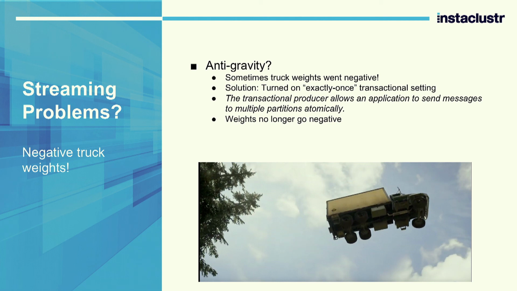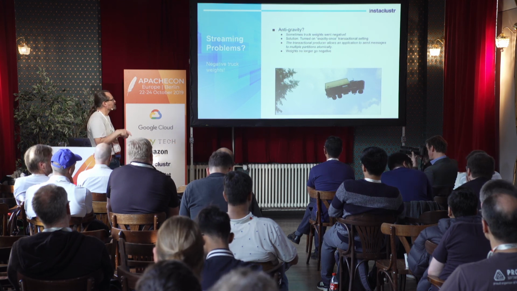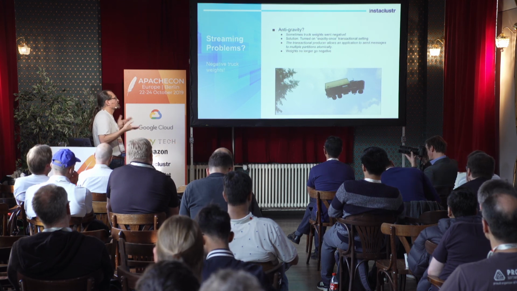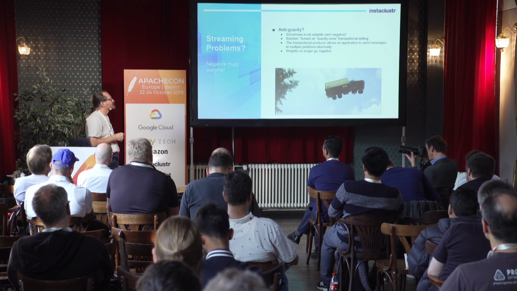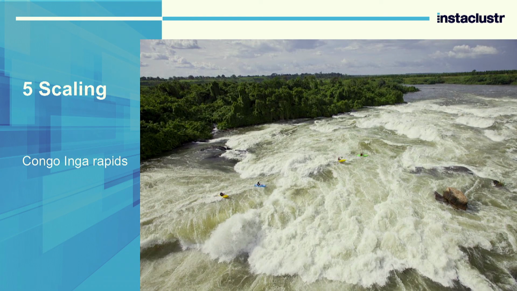And my negative truck weight problem, well, had I invented antigravity or not? No, it turns out that there's quite a lot of Kafka settings that you have to think about and not just leave at the default setting, and that was what was catching me out. So I had to turn on the exactly once transactional setting. This allows a transactional producer to allow an application to send messages to multiple partitions atomically. So this actually solved my problem. My weights no longer went negative.